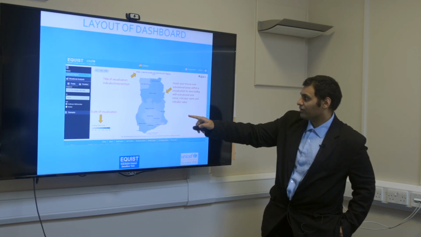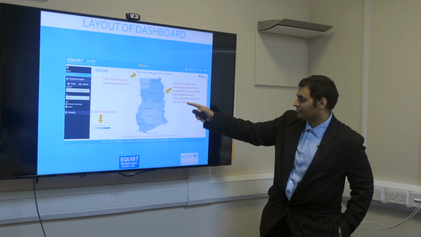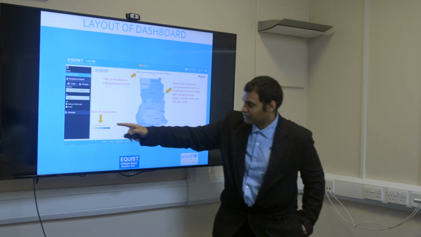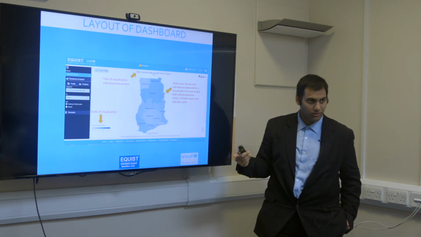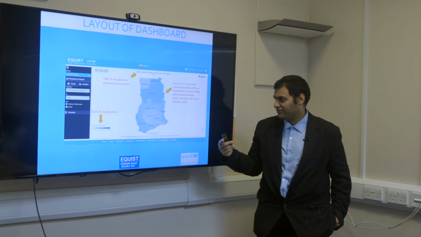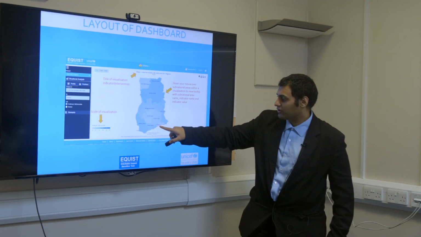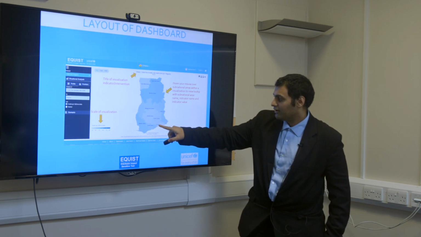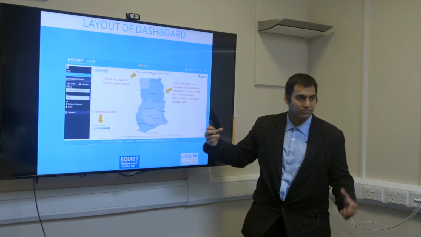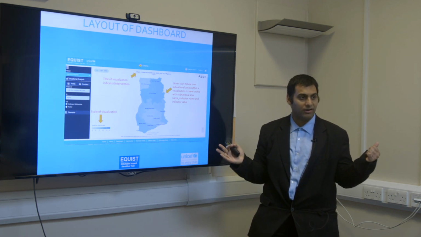If you hover your mouse over, you'll also get some more detailed information. You can look at the information by the indicator's name as well as the under 5 mortality rate in this case. And you can also select number if you want to see a breakdown of the total number of deaths. For example, and we'll see this as we go on in the on-screen demonstration, take a look at Greater Accra region as well as Ashanti. These two areas have the two most densely populated cities and have the highest total number of under 5 deaths.